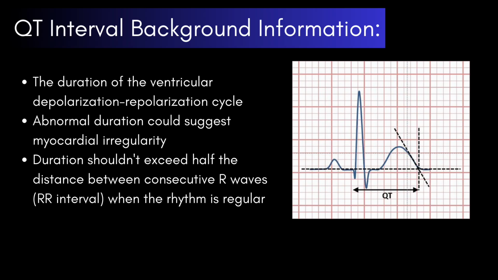So today I'll be mainly focusing on the QT interval of the ECG. The QT interval represents the duration of the ventricular depolarization-repolarization cycle. Abnormal duration of the QT interval could suggest myocardial irregularity. Duration of the QT interval shouldn't exceed half the distance between consecutive R waves, the RR interval, when the rhythm is regular. Moving on to the next slide.